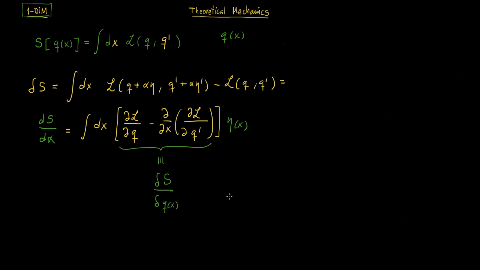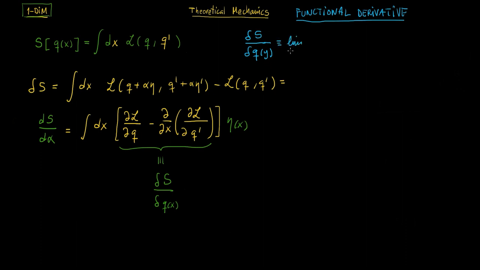So is there a way to define the functional derivative directly? Yes, you can define the functional derivative of S with respect to, let me put qy here because there is a reason to do this. I will talk about this in a moment. This is defined by the limit when alpha goes to 0 of 1 over alpha times S of qx plus alpha eta x minus the action of qx.